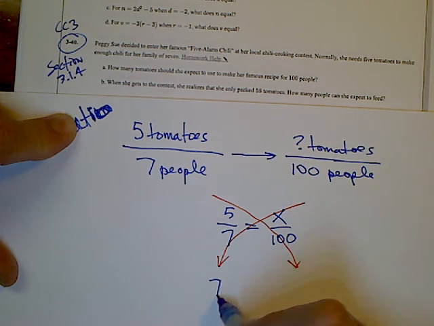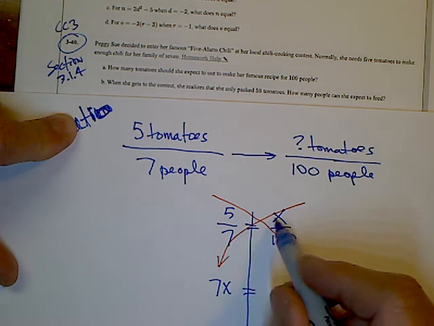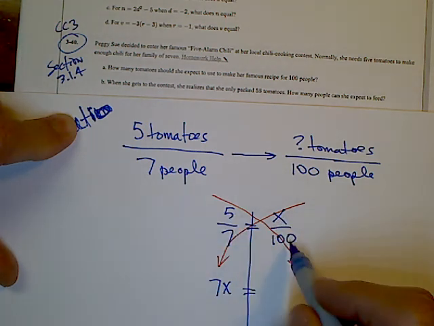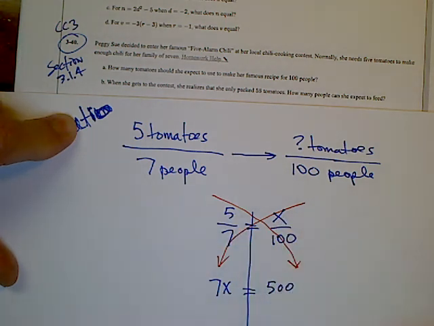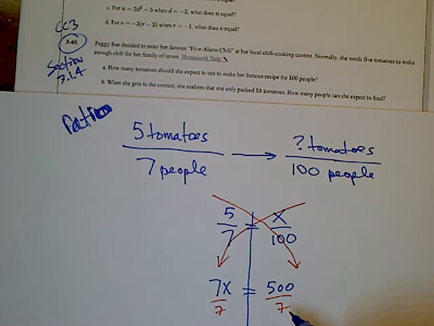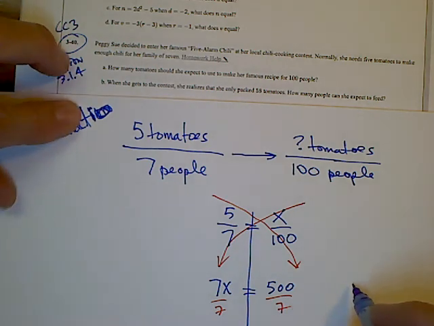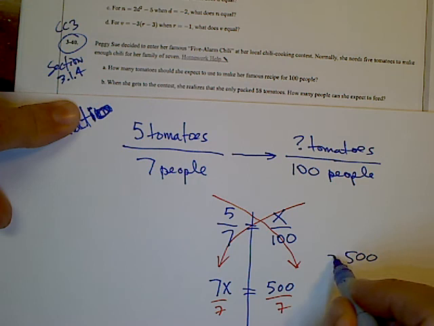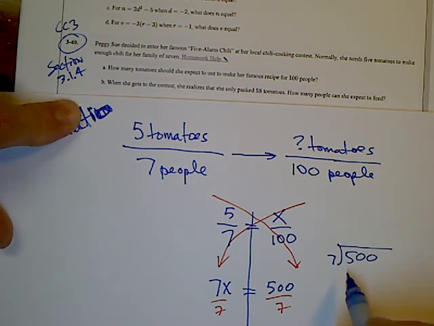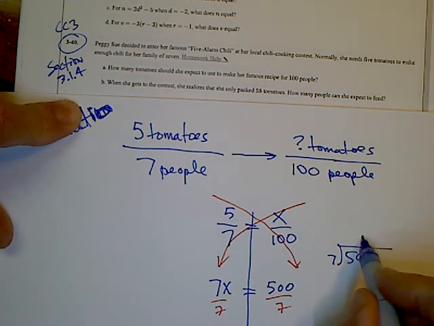So it becomes 7 times x equals 5 times 100, which is 500. So now I have 7x equals 500, and I can divide both sides by 7 to get my x alone. So 500 divided by 7. Let me do it on the side to remind ourselves how to do long division. 7 goes into 50 seven times.